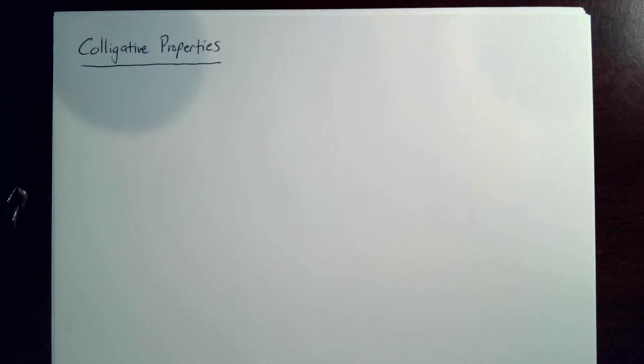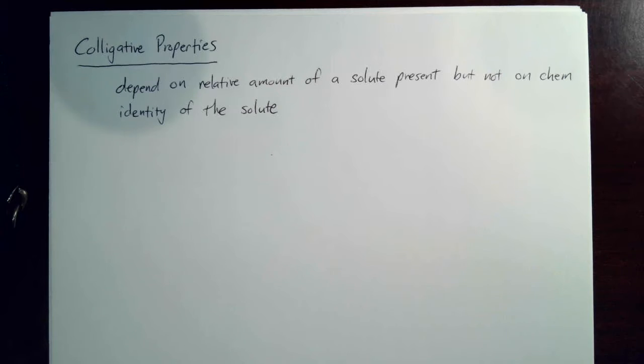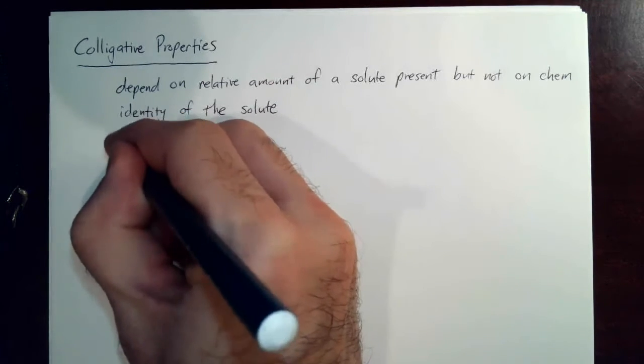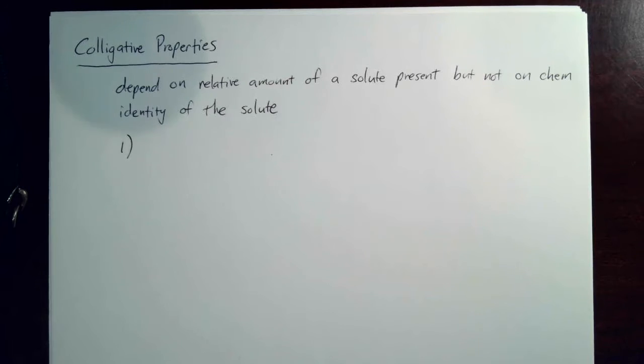In this lecture, I'm going to be talking about colligative properties. Colligative properties are properties that depend on the relative amount of a solute present in a mixture, but do not depend on the chemical identity of the solute. And we're going to be looking at three examples of colligative properties.